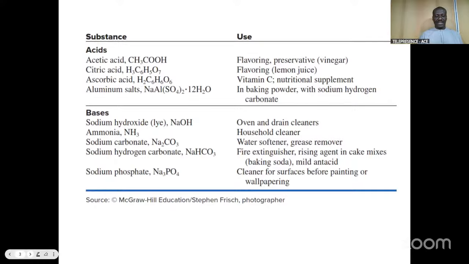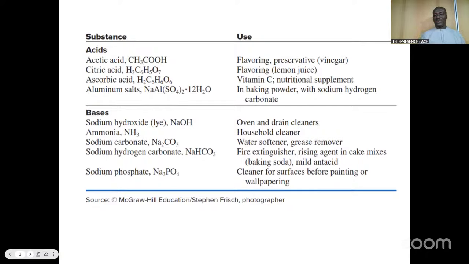So here we have a list of some substances we're familiar with day to day that are acids and bases. Of course, acetic acid as a preservative in food and drinks, citric acid for flavoring lemon juice, ascorbic acid. We are all familiar with ascorbic acid. The cold season or the harmattan season is fast approaching. You need to build your immunity, and to build your immunity, you need to take in vitamin C, either from fruits or from nutritional supplements.